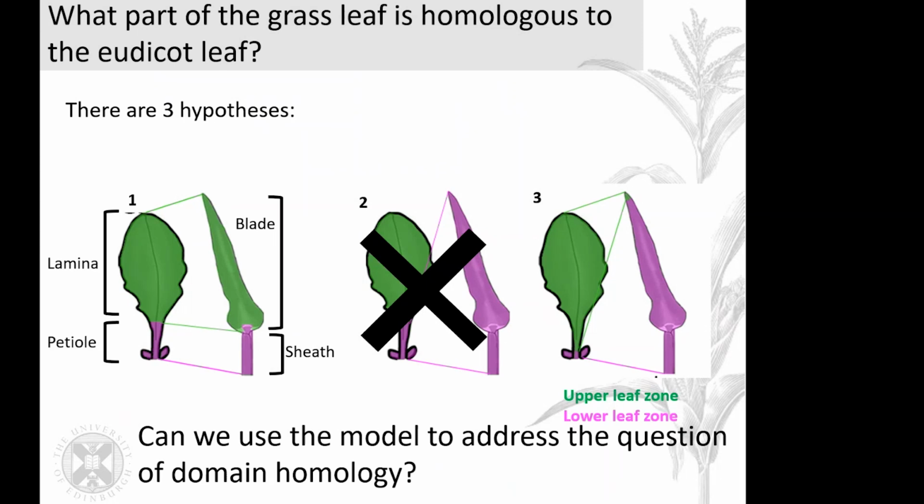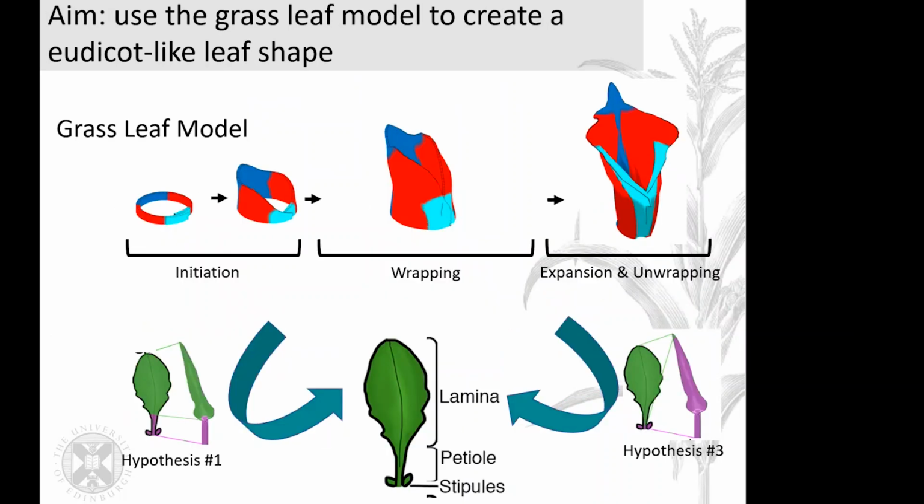So we said, could we use a computational model to address the question of homology and begin this process of understanding how the grass leaf might have evolved from an ancestor that had a petiole leaf? So the idea is that we could take our grass leaf model and we would create a model of the petiole leaf using either hypothesis 1 or hypothesis 2 theories.